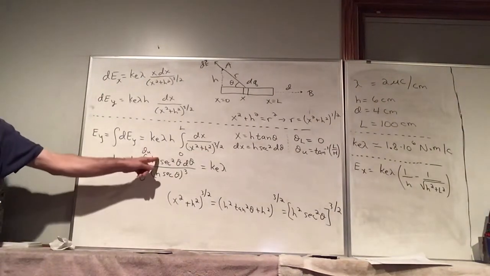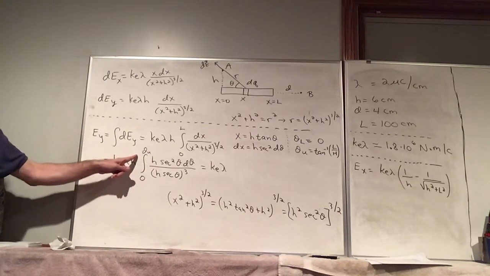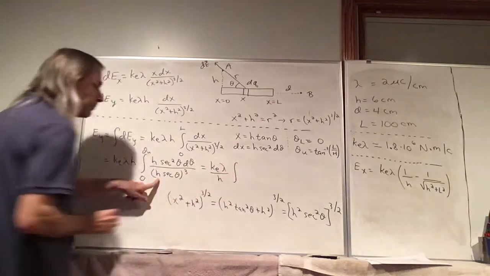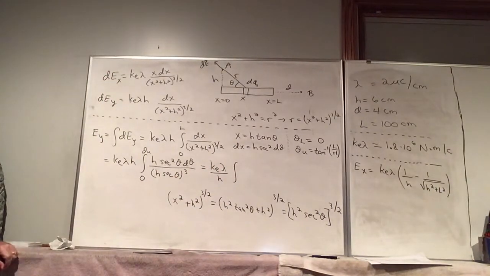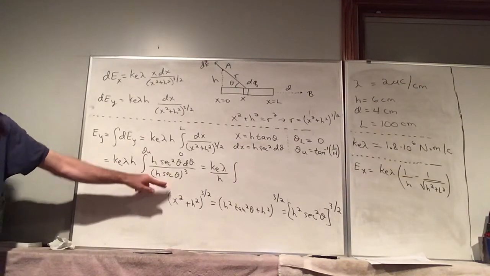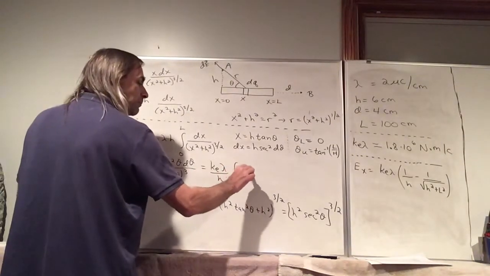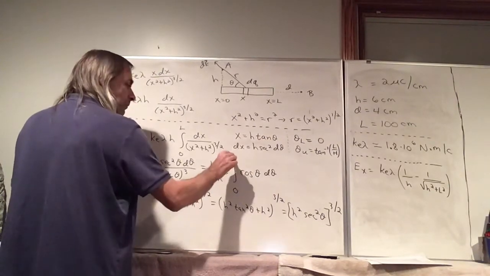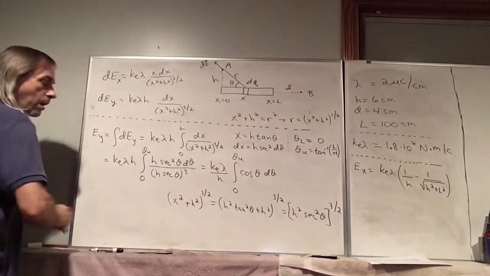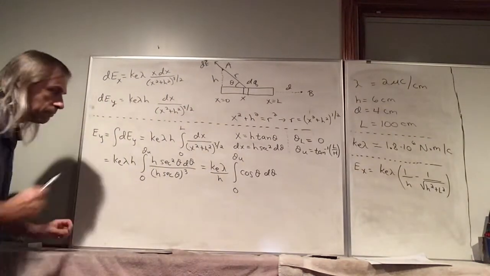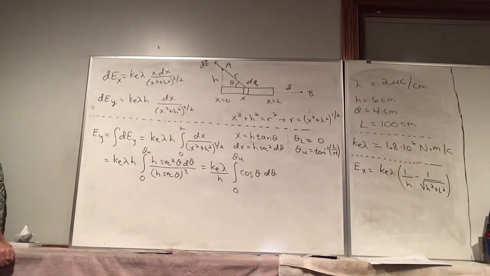So here, if we pull this h out, we have h squared, and then at the bottom we have h cubed. And then here we have secant squared theta over secant cubed theta. So that's 1 over secant theta, which is cosine of theta. Okay, so I can erase this now. And now this integral is trivial. It's just sine of theta.